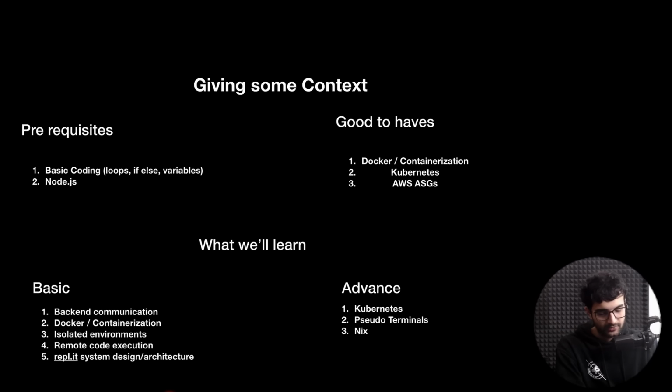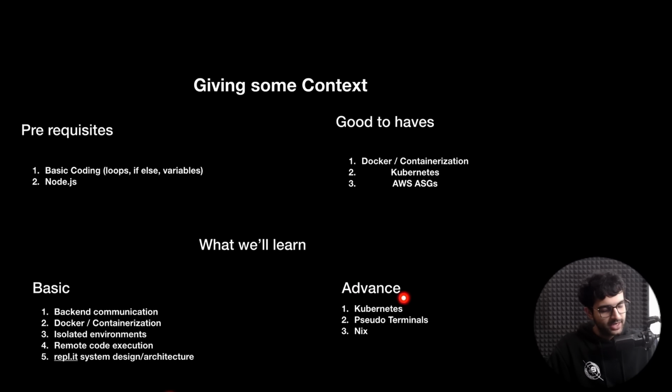What we will learn: we'll understand some basic and advanced things by the end of it. What is something you can take away from the video? Number one, understanding how backend systems communicate with each other. What even is backend communication? Containerization and isolated environments: how can you take someone else's code and run it on your servers in an isolated environment? Remote code execution, allowing other people to run their code remotely. And lastly, the system design of building something like Replit.